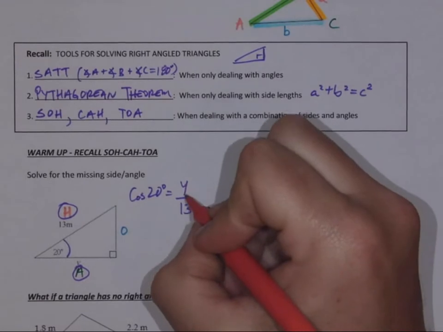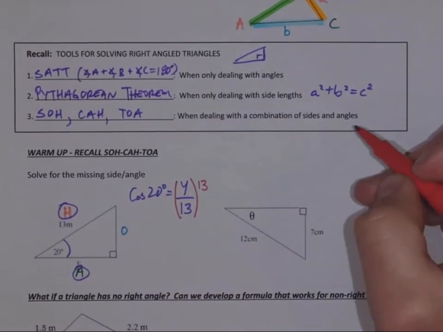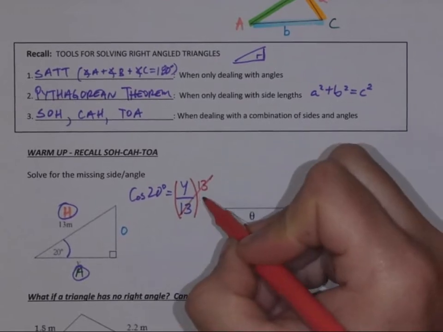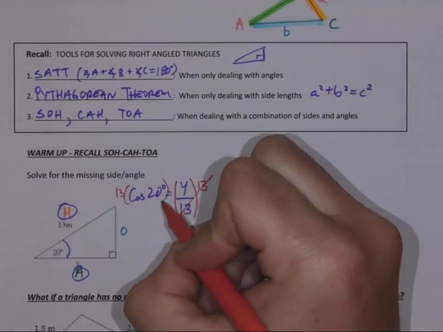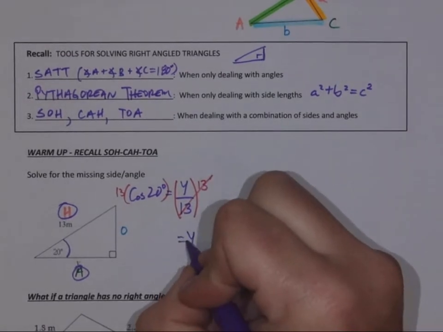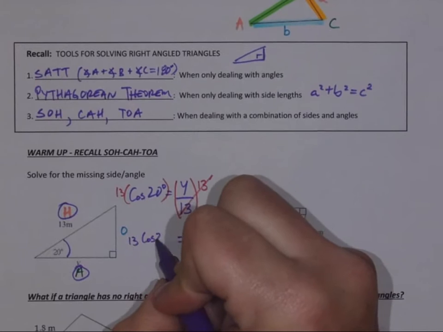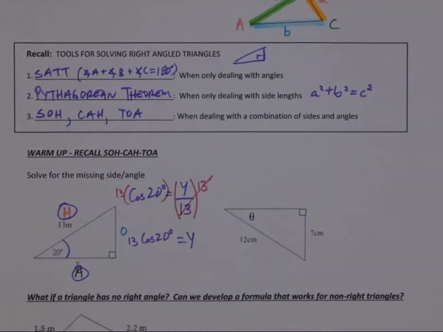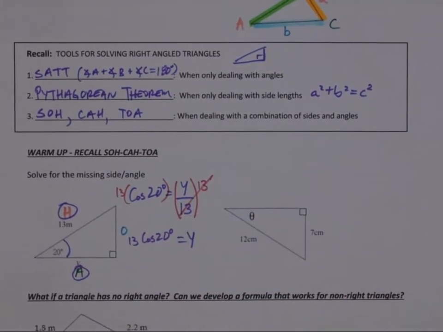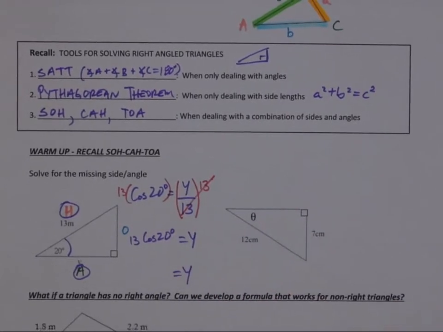So y divided by 13. To isolate for y, we're going to multiply the right by 13. Whatever you do to the right, do it to the left. Math is fair. So in our calculator, our solution is going to be 13 times cosine of 20. Do that in your calculator. Remember how to do that? Do it. What does y equal? Write that down.